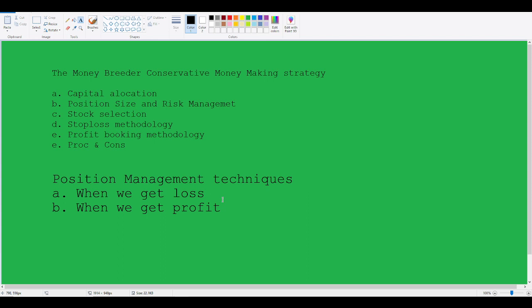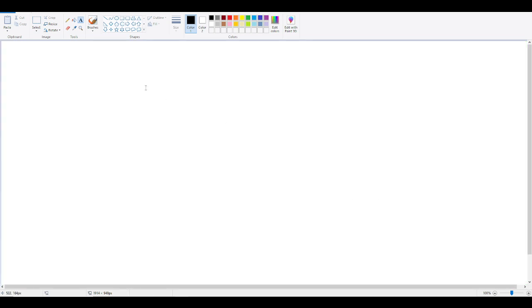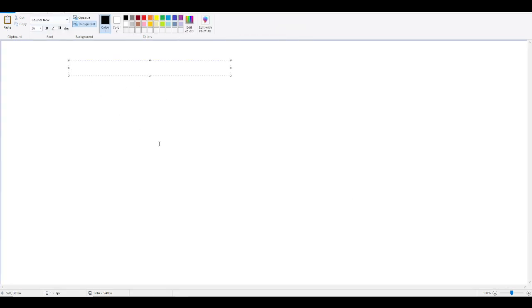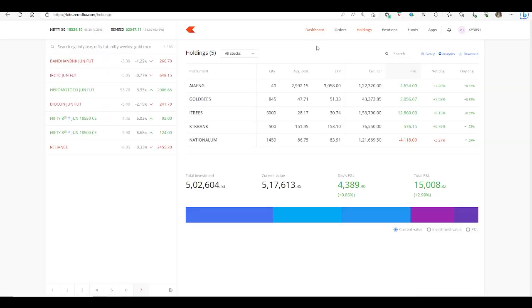Let's take an example. I took the position in National Aluminium stock. I took it at 86.75, and the current market price is 83.91.